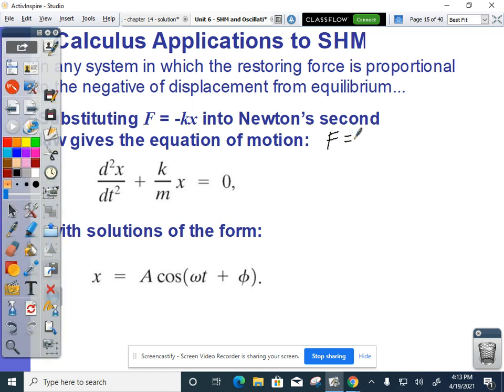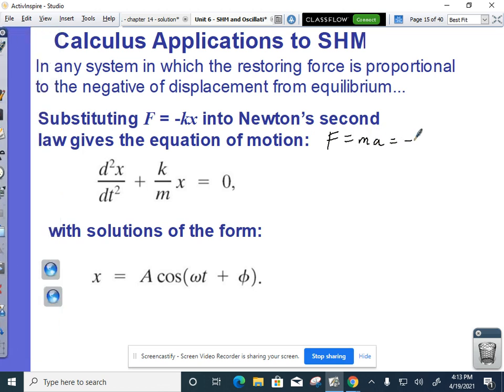Just to refresh our memory, F equals m times a, and we said that in that case was equal to negative kx. And when we go through and write that as ma plus kx is equal to 0, we can write that as m times the second derivative of x with respect to time plus k times x is equal to 0. And then, sure enough, just dividing everything by m, we have this. So just a quick refresher on what we did before.